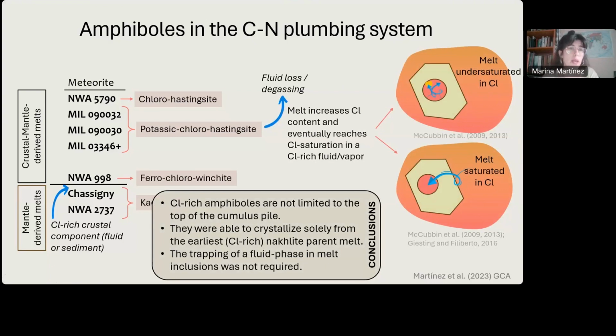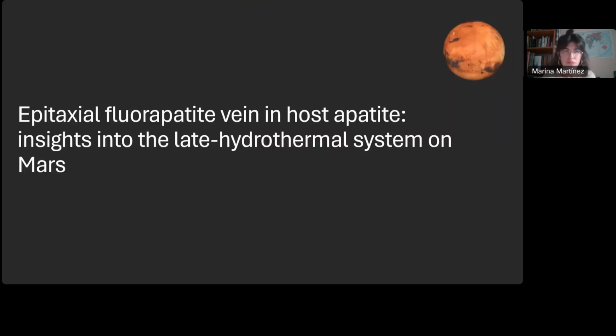It could also be that the Martian mantle is already rich in chlorine, and so we don't need this saturation in chlorine and this exsolution of a fluid to form them. And now we move on to the last discovery in Martian apatite, which is an epitaxial fluorapatite vein that records the late hydrothermal system, more recent in time in the geology of Mars.